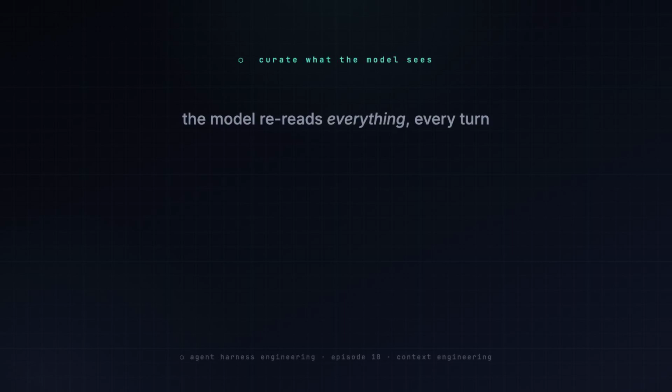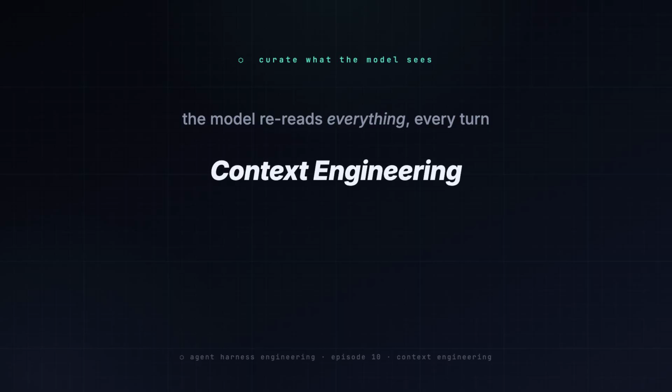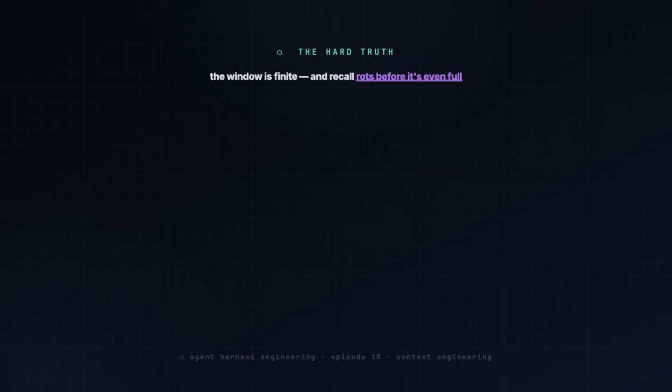Last stage, we watched the React loop spin: thought, action, observation, repeat. But every spin resends the whole conversation to the model. So here's the question. If the model rereads everything each turn, what should we even let it see? Start with the hard truth.